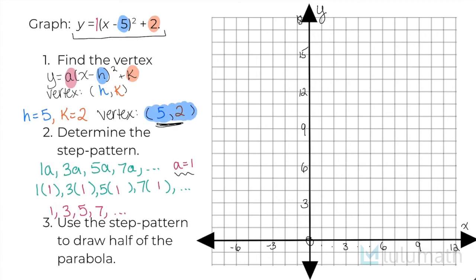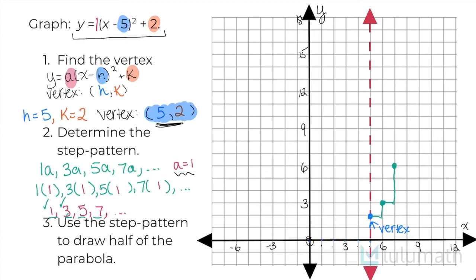Now let's go ahead and graph out our vertex. So our vertex is at 5, 2. Starting from the origin, I'll go to the right 5, 1, 2, 3, 4, 5, and up 2. And this point right here is my vertex. And I'm also going to draw in my axis of symmetry through my vertex because that's going to help me with my graph. Now, since my step pattern is 1, 3, 5, 7, I will go to the right 1 and up 1 right here. That's my first point. My second point is to the right 1 and up 3, so I'll go to the right 1 and up 3, 1, 2, 3.